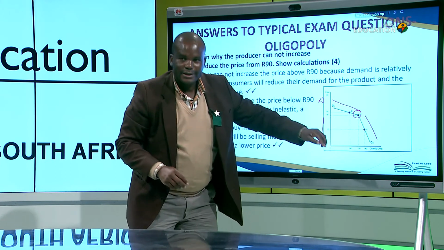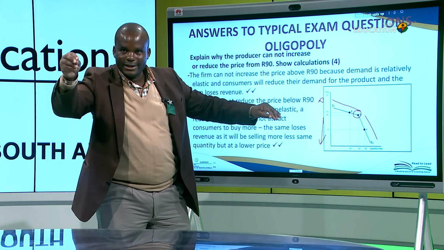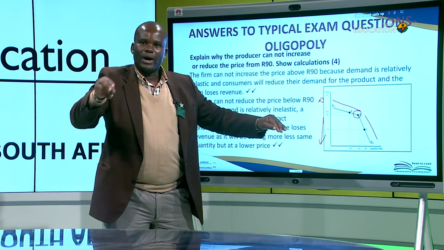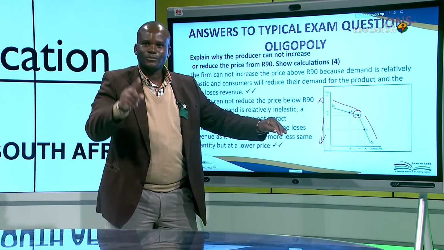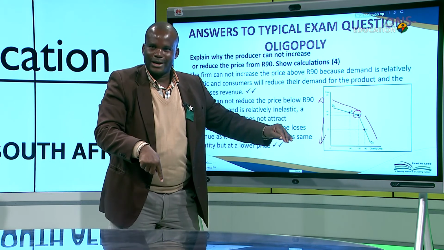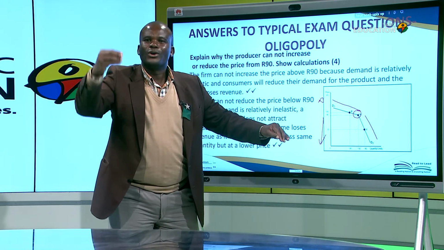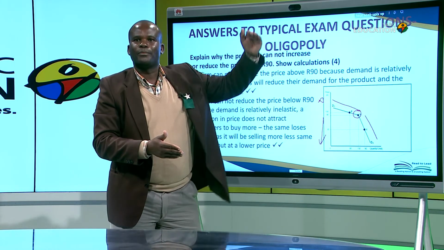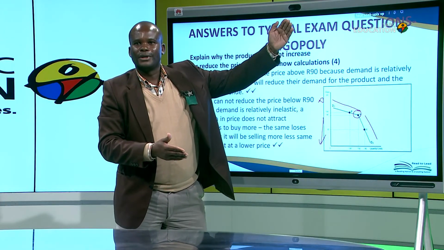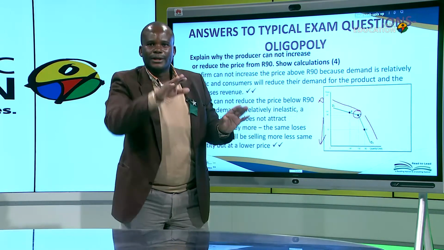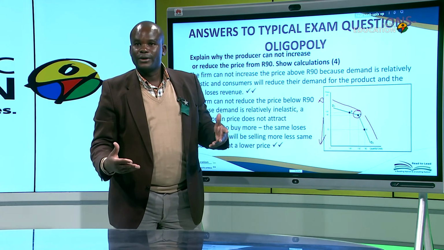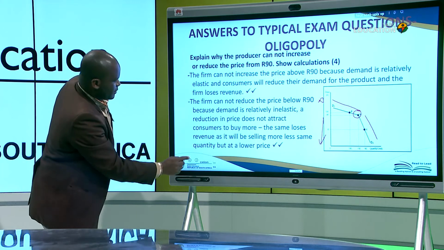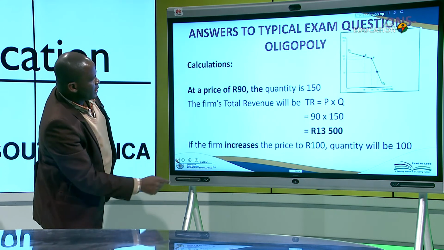Below the kink, demand is inelastic. Meaning you can't reduce the price as well. Why? Because if you reduce the price, one, other firms will also reduce their prices. So eventually, you are going to make a loss. So from this analysis, you discover that increasing the price, revenue is reduced. Reducing the price as well, revenue is what? Reduced.